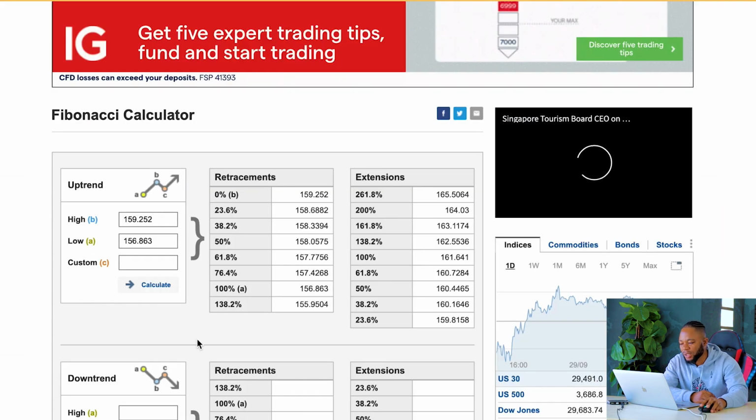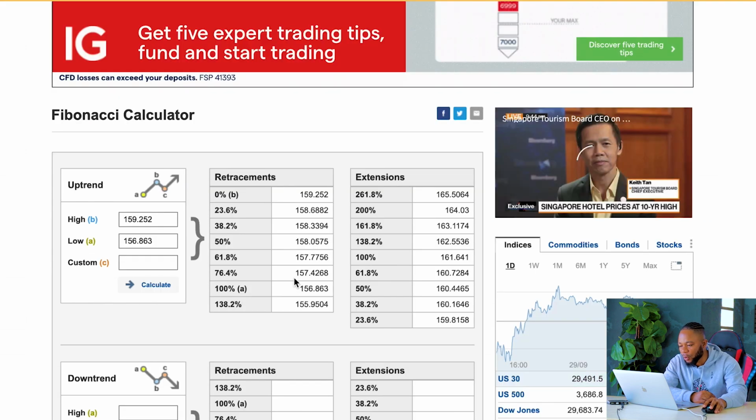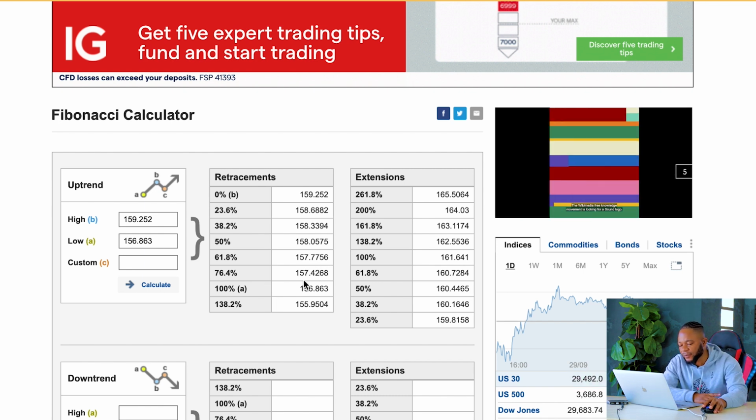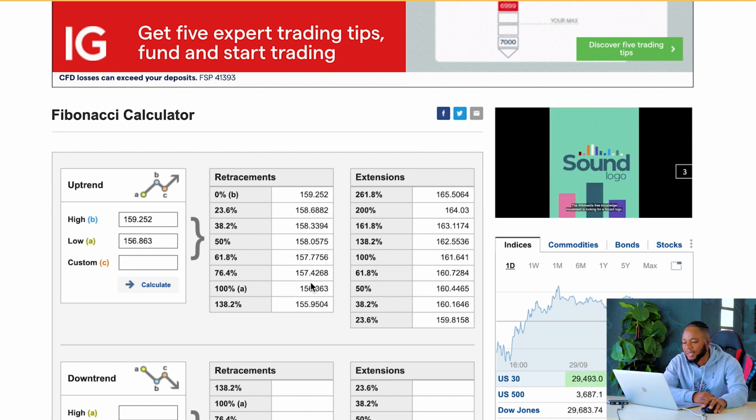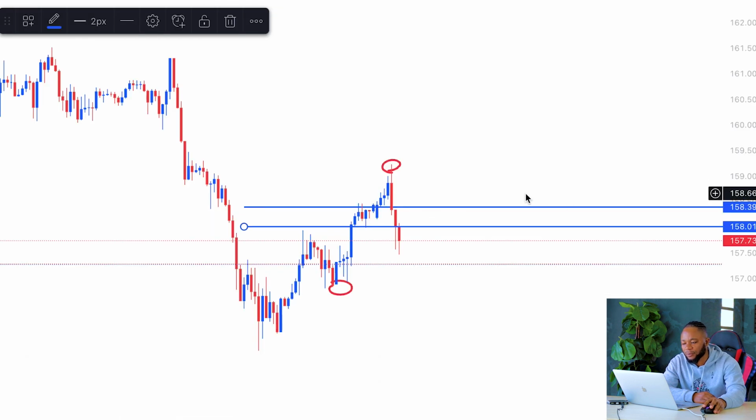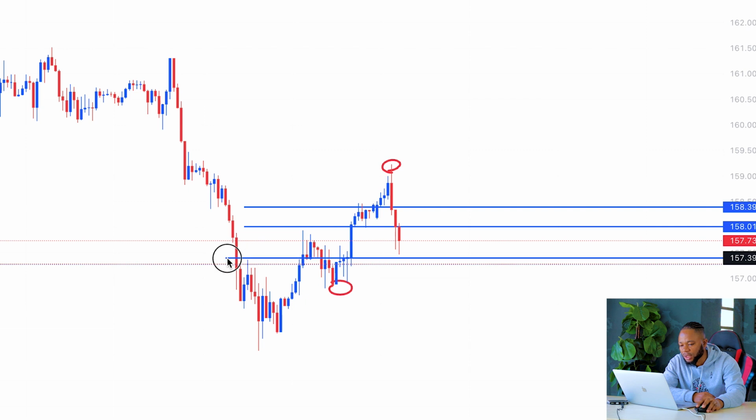And then where do we put our stop loss? Our stop loss has to go at the 76% level. So you are just copying these figures. Our stop loss is going to be at 157.42. This 157.42 is somewhere here. So let's put this line somewhere here. So that is where our stop loss is going to be.